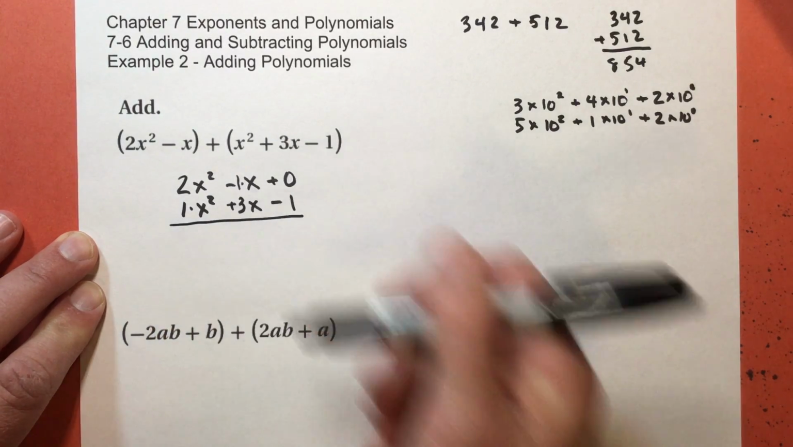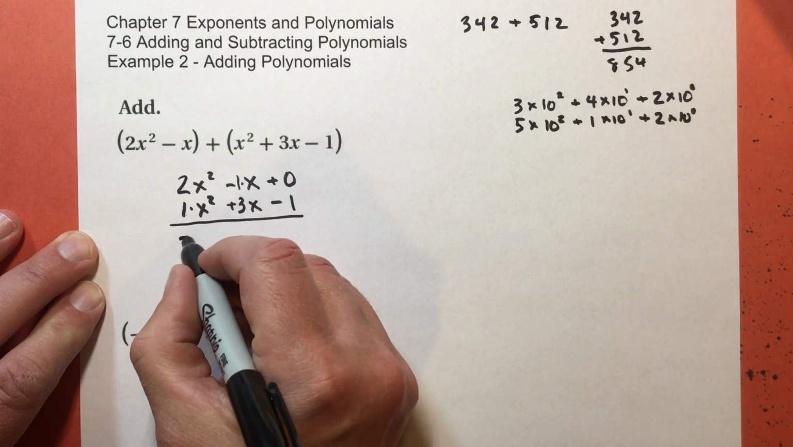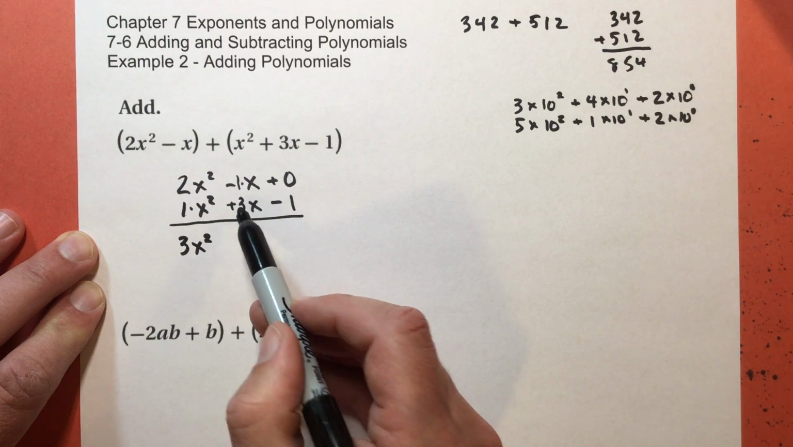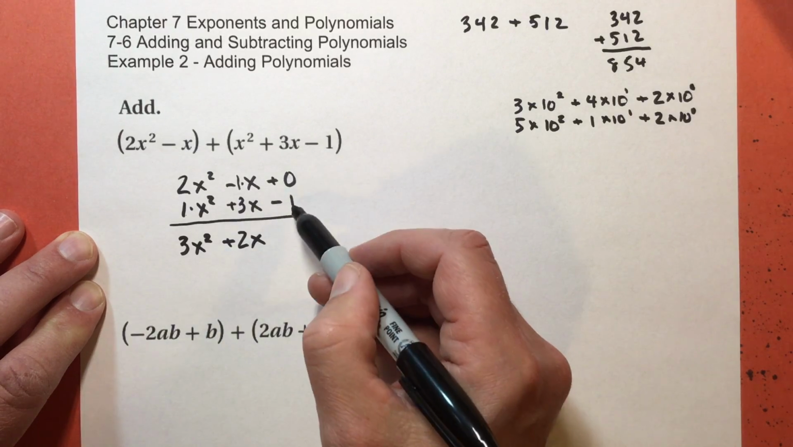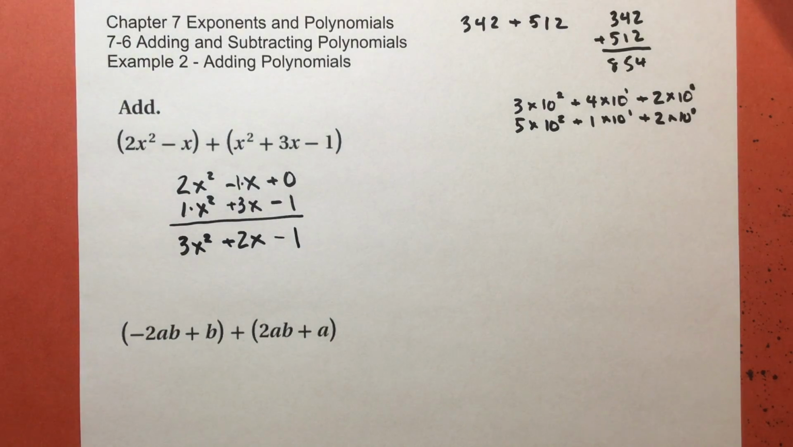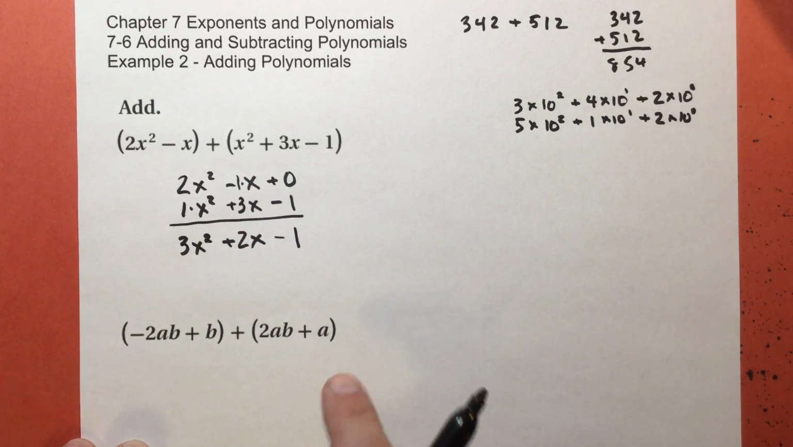Now I'm going to add everything up, just like I added things up here. 2 plus 1 is 3, so I get 3x to the second power. Negative 1 plus 3 is positive 2, 2x. And then 0 plus negative 1 is just negative 1. And that's all there is to it. I'm done. None of these can be combined or added or subtracted because they're not the same place value. Place value is just another way of saying they're not like terms.